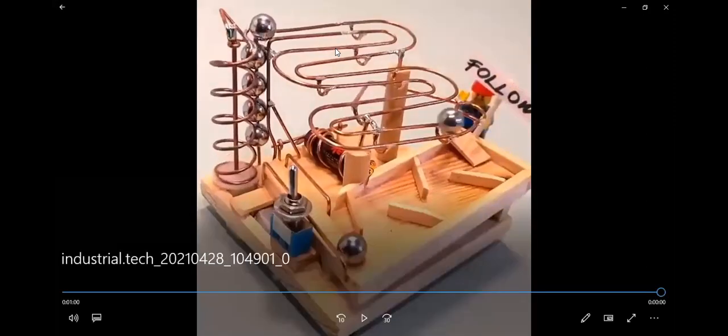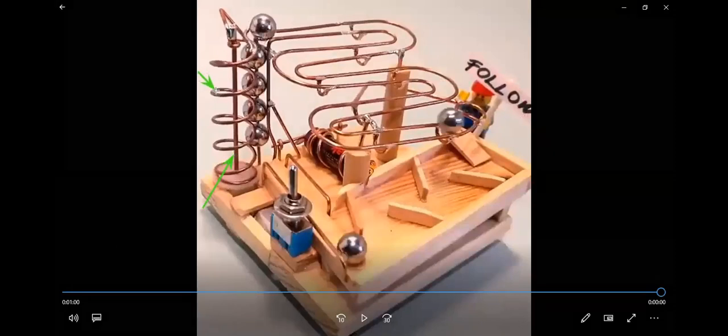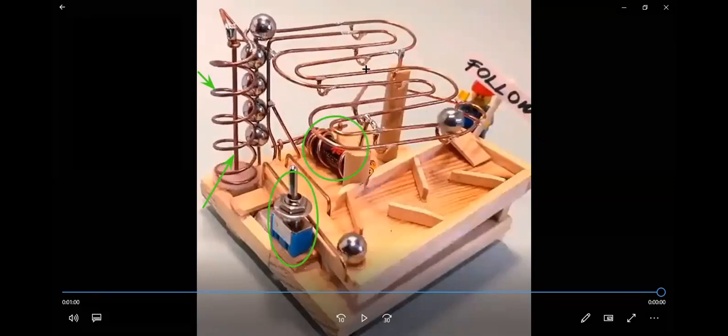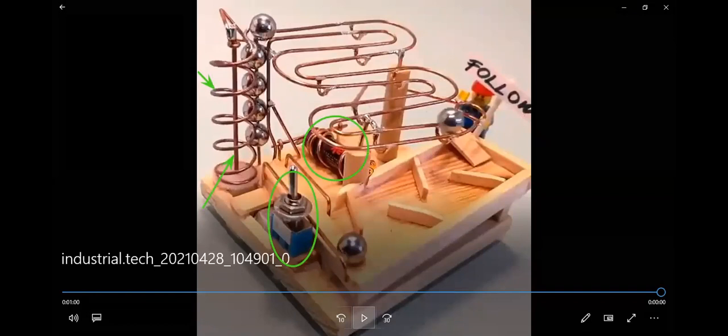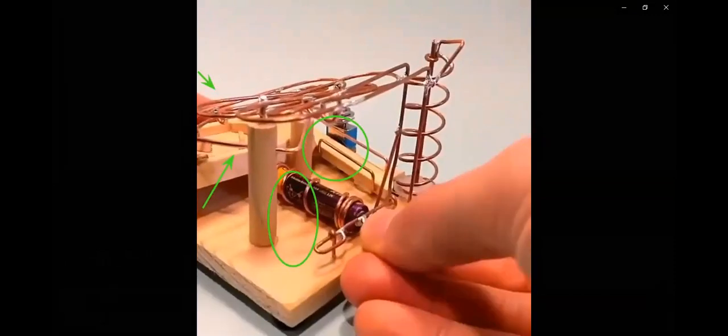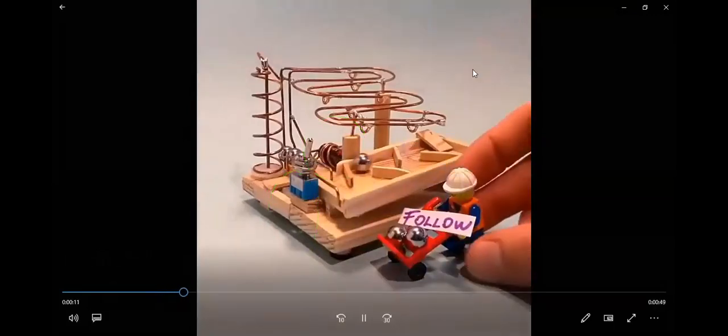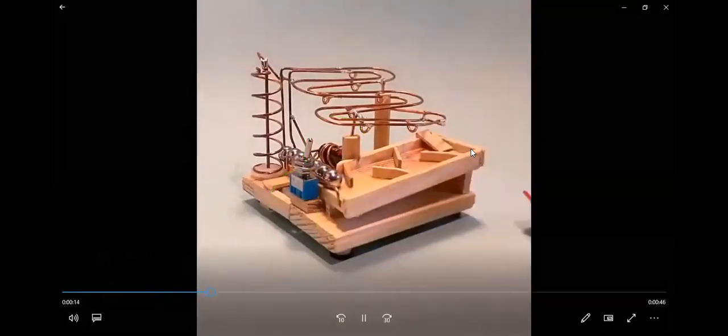So look guys, there is an iron core in the middle, like an iron nail in the middle. This is the electromagnet, the coil of wire. Here I have a switch to turn the circuit on and off, and I have a battery. The electromagnet attracts the metallic balls and then they go back and repeat. I loved it so much. Here, he is closing the circuit right now on the second end of the battery. The switch is on.